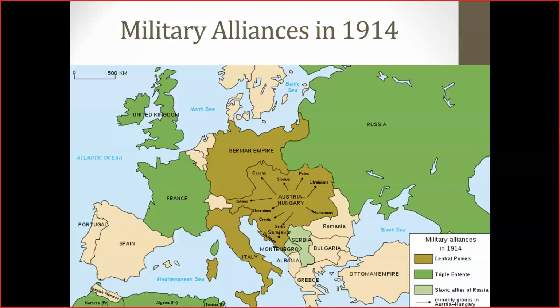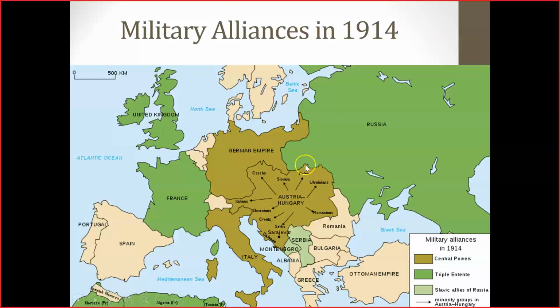Because once you had a declaration of war in this region of the world, the so-called dominoes of these alliances began to fall. Germany declares war on Russia, Russia declares war on Germany, France declares war on Germany, and so on and so forth. And Great Britain comes in, the United Kingdom comes in a little bit after that, and we'll talk about why in a little bit.